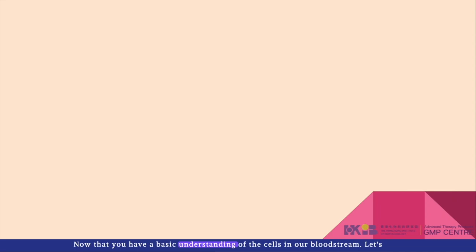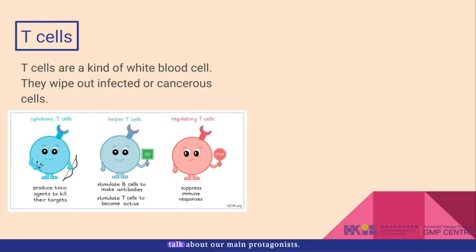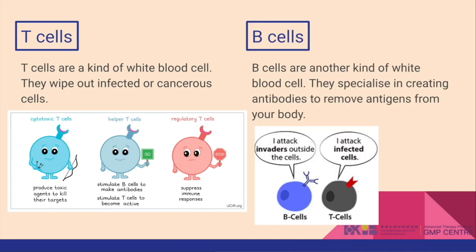Now that you have a basic understanding of the cells in our bloodstream, let's talk about our main protagonists, the T cells and B cells. T cells are a kind of white blood cells, and they specialize in wiping out the infected or cancerous cells, while B cells are another kind of white blood cell, and they specialize in creating antibodies to remove antigens from your body. These two are important because the T cells are what will become CAR T cells, and B cells are usually the biggest problem that we have to face.